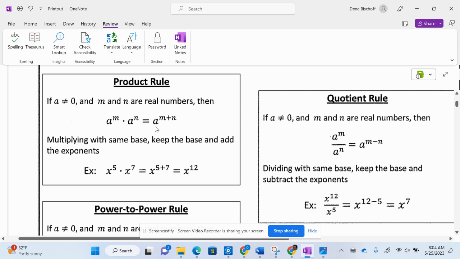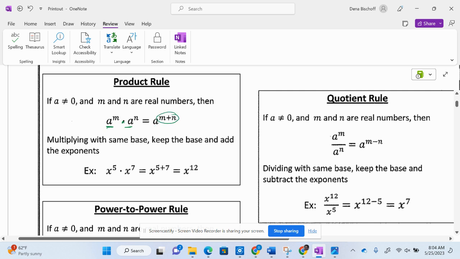Base is the same. You see that you have this right here. It's the base, it's the same, and we're multiplying. What do we do to the exponents? We add them. Multiplying with the same base, you keep the base and you add the exponents.